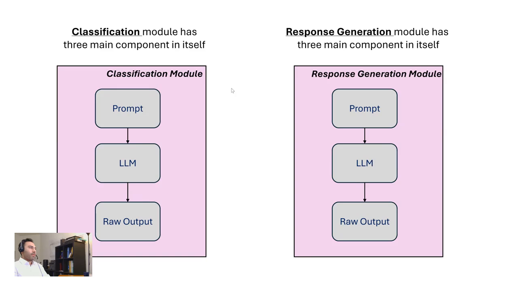So here there are two important modules, classification and response generation. These two are the ones that have LLM API calls, or use an LLM to do the tasks. On the left, you can see the classification module. It has three main components: prompt, LLM, and raw output. Also, the response generation module has three main components: prompt, LLM, and raw output.